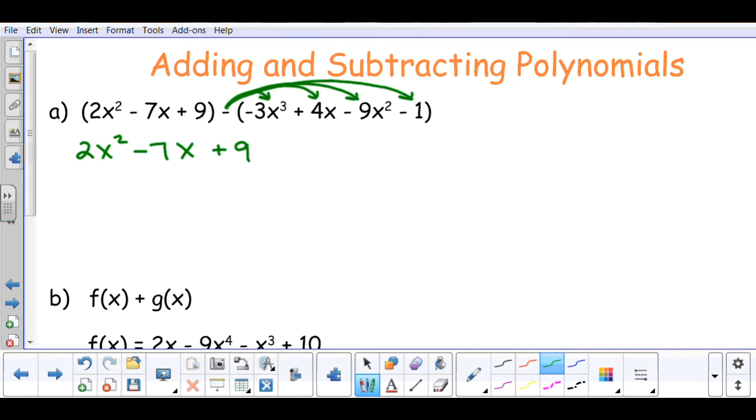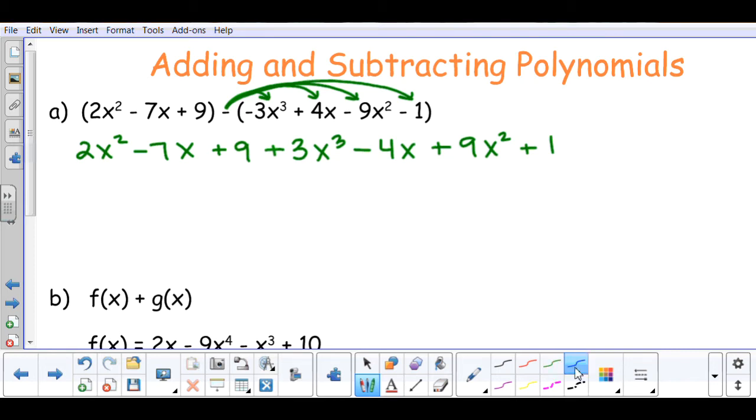But when I subtract my negative 3x to the third, 2 negatives would make this a positive 3x to the third. And then I'm going to subtract 4x, so I will have a minus 4x. And then I am going to minus negative 9x squared, so that would be like adding 9x squared because of the 2 negative signs. And then I'm going to subtract negative 1, so that will also be addition. So those last 4 terms, all of their signs just switched, and that only happens when we subtract.